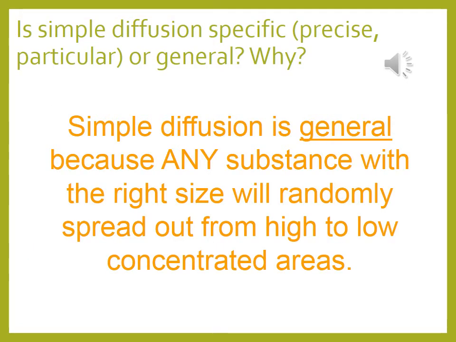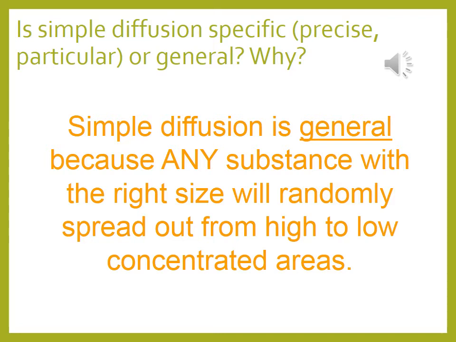Okay, so simple diffusion. Is it specific or precise or particular or general, and why? Simple diffusion is general because as long as something is small enough, it can spread wherever it wants. It just goes from high concentration to low concentration. If something's small enough, it can just move from high concentration to low concentration because it's small enough.